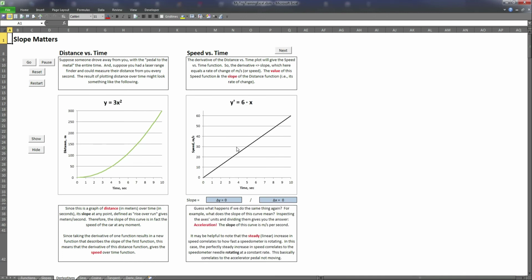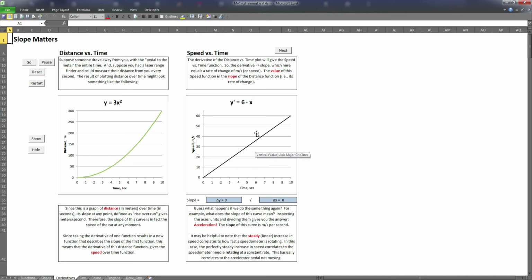And you can say to yourself, well, what would happen if I do that again? What would happen if I took the derivative of 6x? What do I get? What does that mean? Well, remember that here we took a graph that had meters over here and seconds over here, and when we got done, we got meters per second. So we always take this divided by that because that's the slope of this. So what do you get over here?